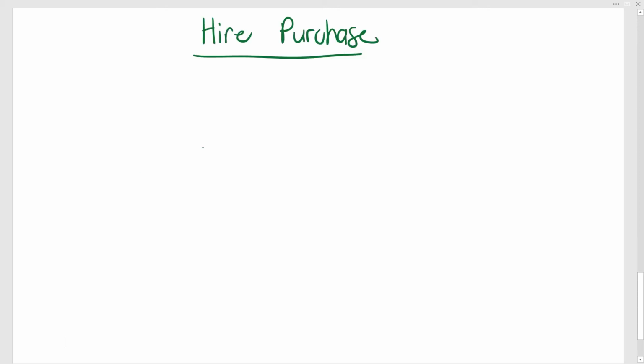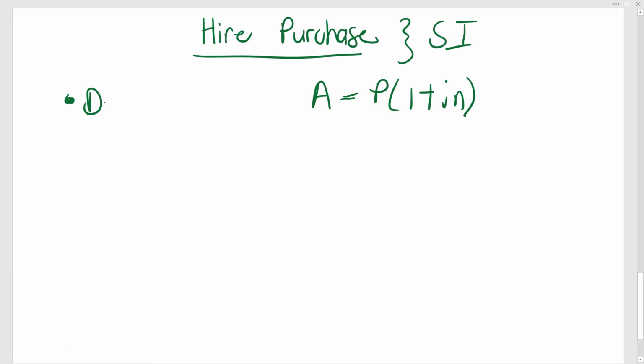Our next subheading is hire purchase, and I want you to remember that that is always simple interest, so it is going to be using the same formula as simple interest. Okay, and then there's a few extras we had to remember with hire purchase. It was the deposit, and I'm going to write that with a question mark because maybe it needs to be taken off, maybe it doesn't.